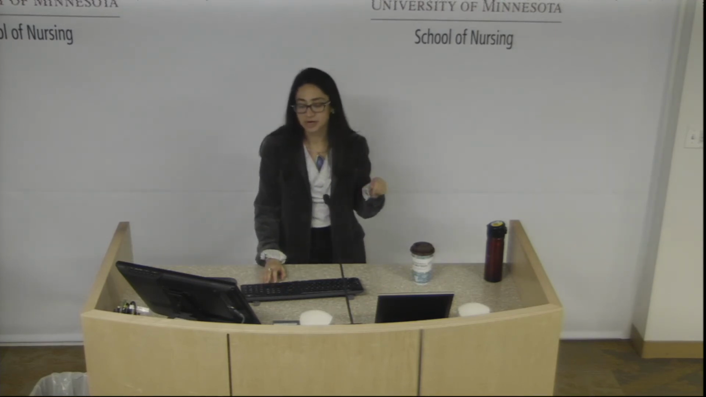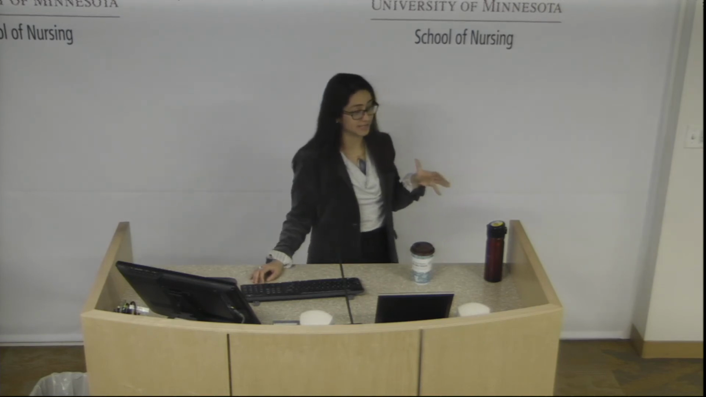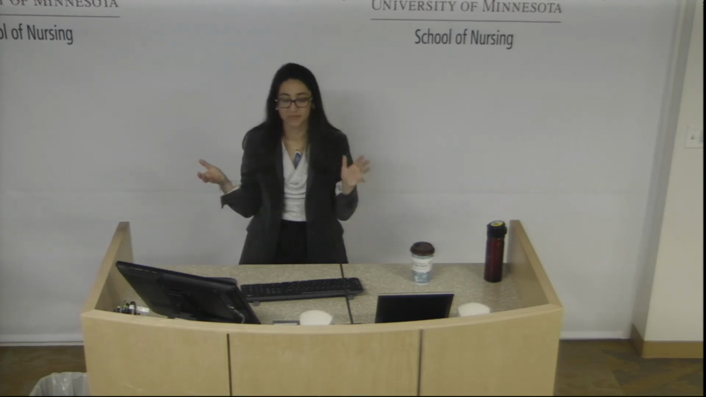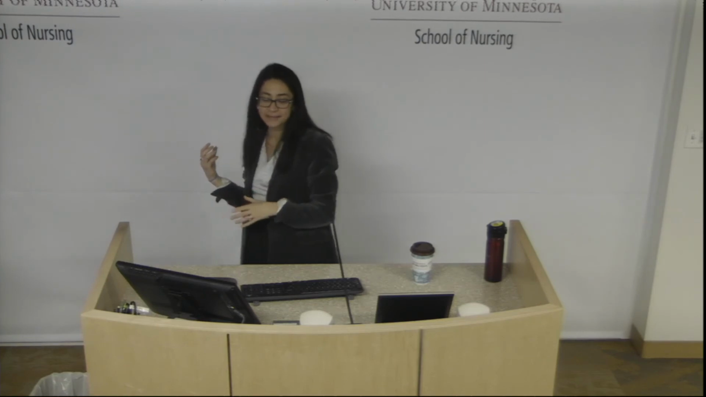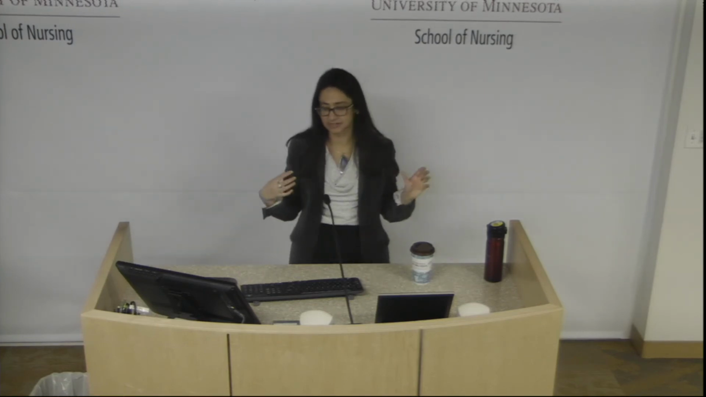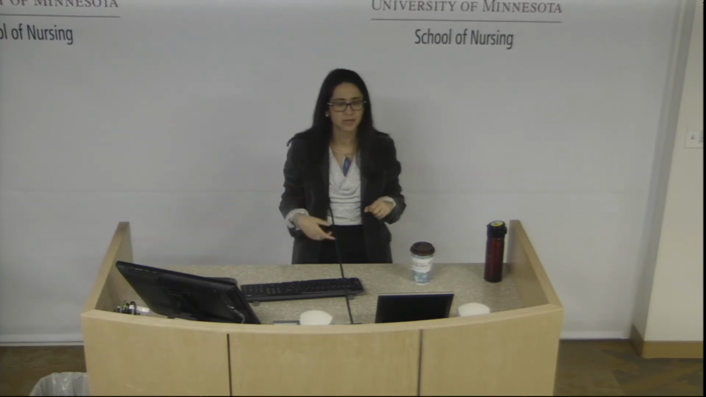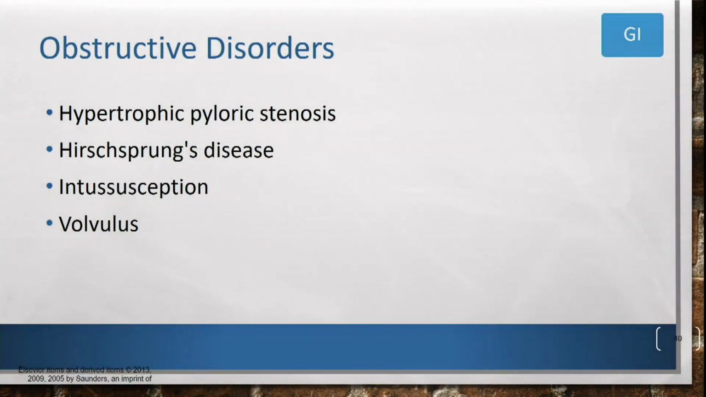Okay. Obstructive disorders. So these are disorders of blockage. They are disorders where things get in the way of things moving forward. In young babies, you can see something called hypertrophic pyloric stenosis. I think I'm going to show you a picture of that one. You can see Hirschsprung's disease, you can see intussusception, and you can see volvulus. And I think I walked through each of these. I want to make sure.